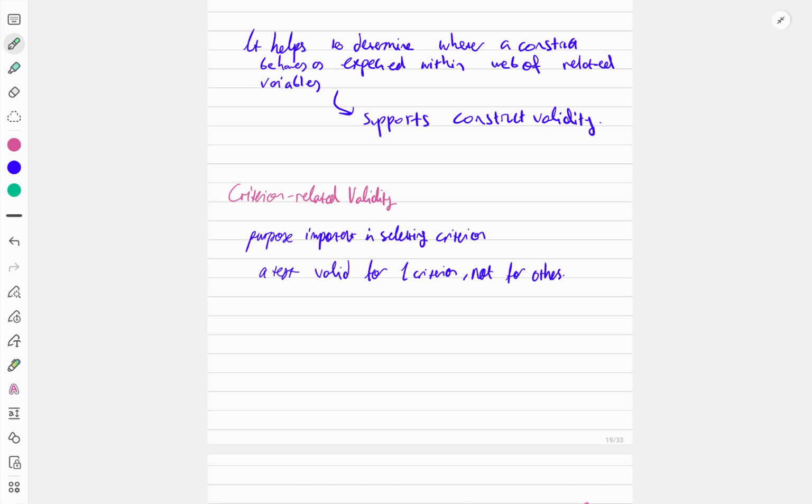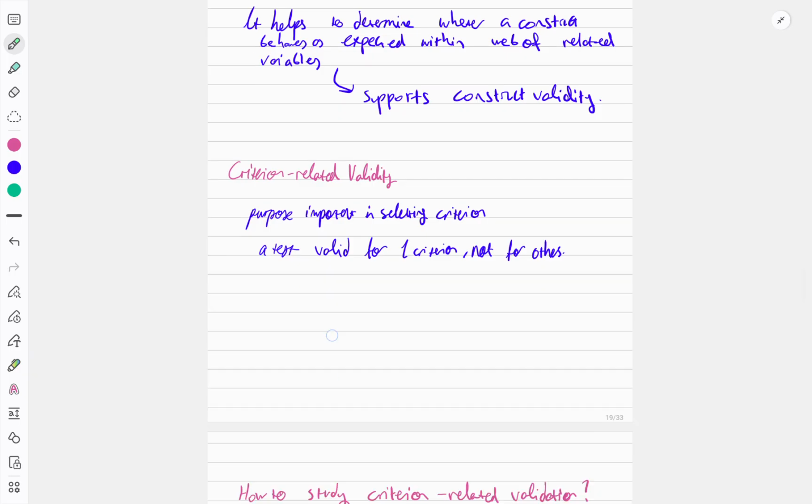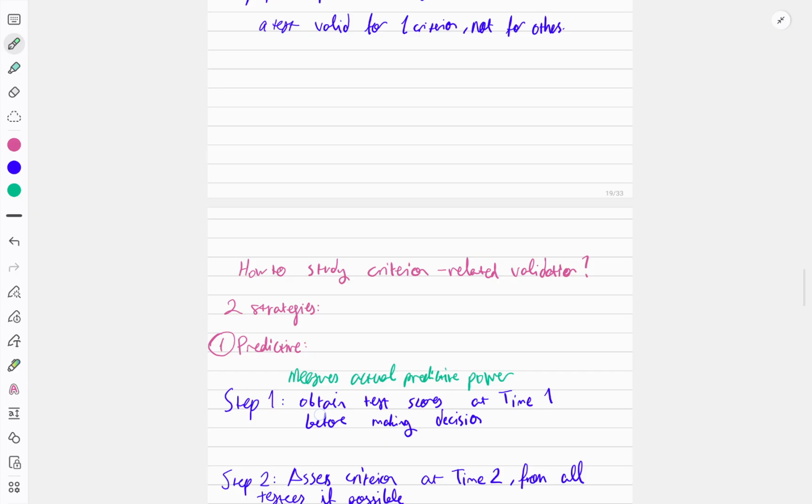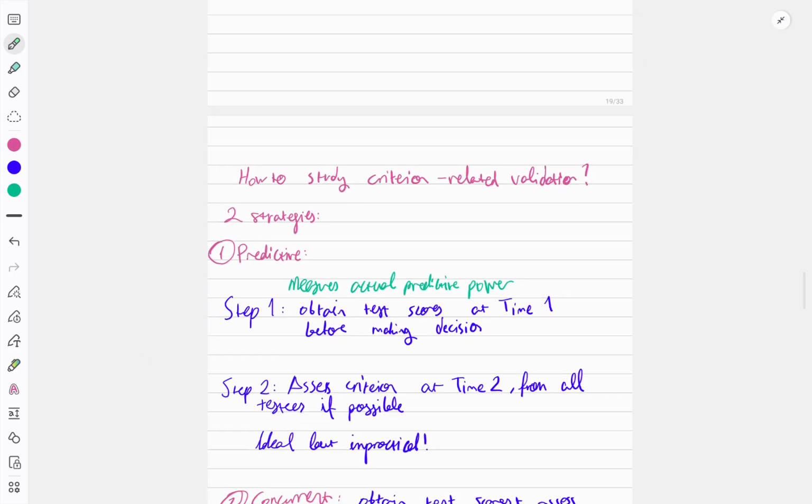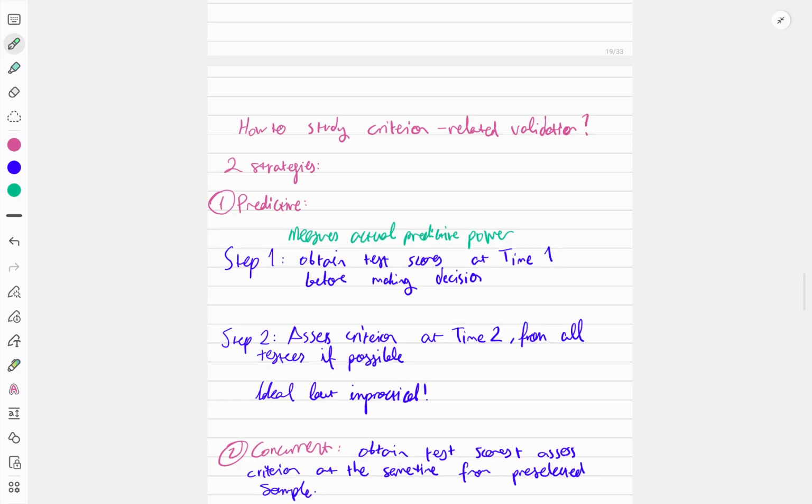And again, in criterion related validity, our purpose is important in selecting the criterion. A test valid for one criterion may not be valid for others, so we need to check for each criterion. I said this sentence wrong, I think. Our purpose is important in selecting the criterion.